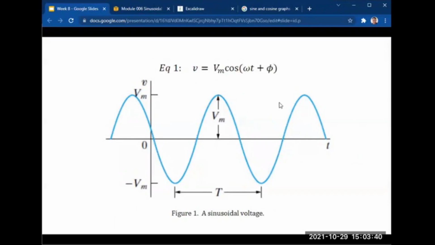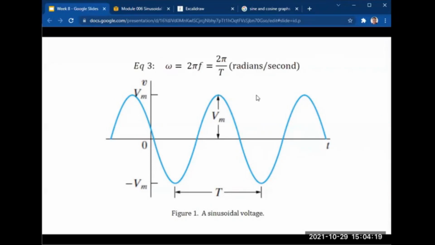This is the working equation of our sinusoidal voltage. Instantaneous voltage is equal to maximum voltage times cosine of omega t plus phi. Omega is equal to 2 pi f. F is the frequency. Frequency is equal to 1 over the period, or 1 over capital T. Phi is the phase angle, which is the shift of our sinusoidal function, caused by some factors of our circuit.